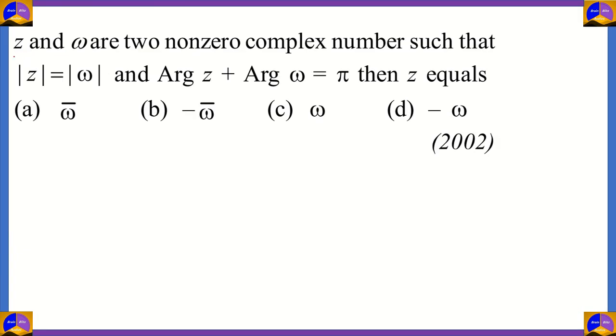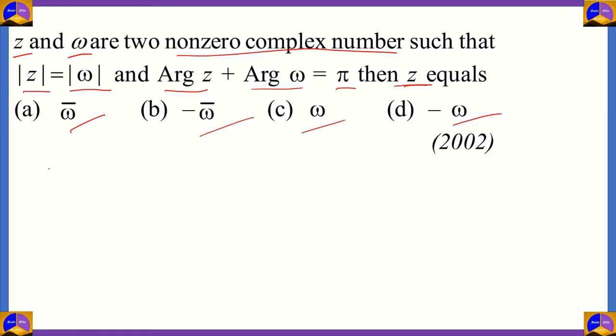Let's look at this question. z and omega are two non-zero complex numbers such that modulus of z equals modulus of omega and argument of z plus argument of omega equals pi. Then find the value of z with respect to omega. Is it omega complement, minus omega complement, omega, or minus omega?